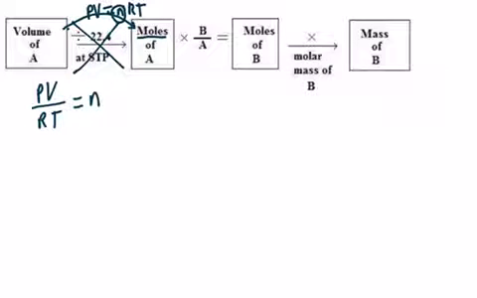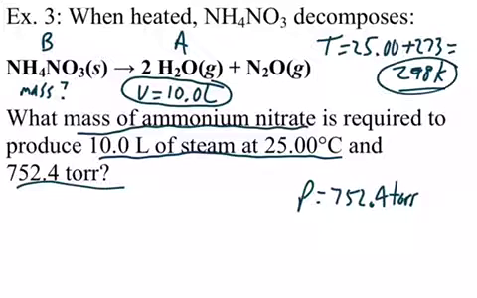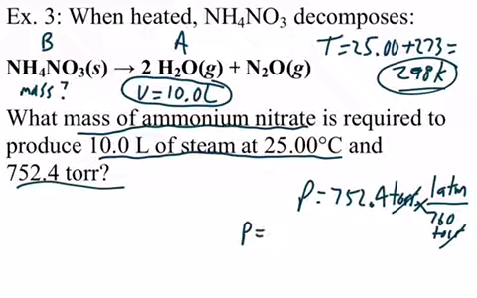So if we go back here for a second, notice we have the volume, we have the temperature, and what we have to do here is divide by 760 torr. We're going to convert that pressure into ATMs. And when we do that, we end up getting 0.99 ATMs. So we have all our values.